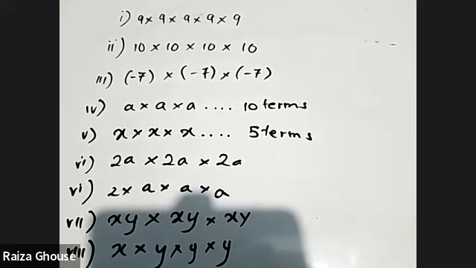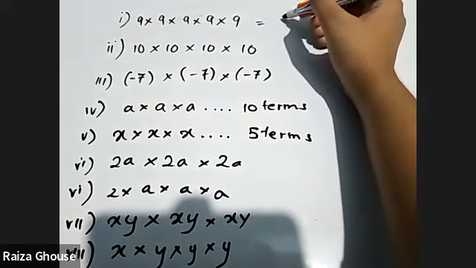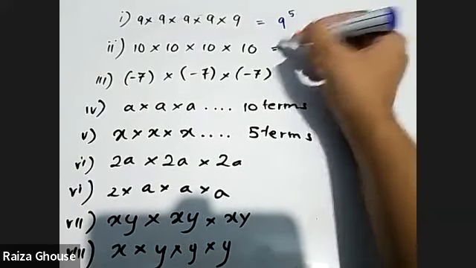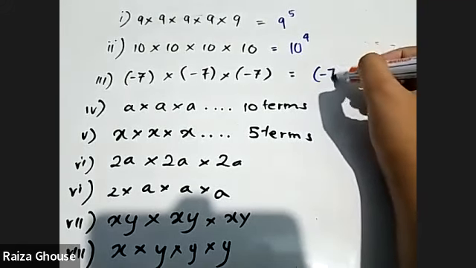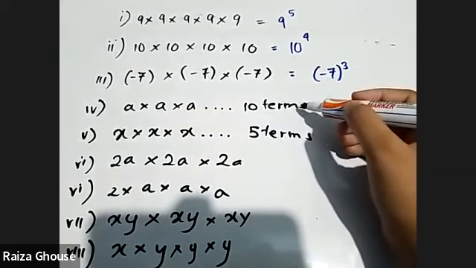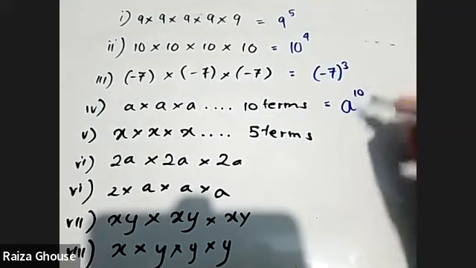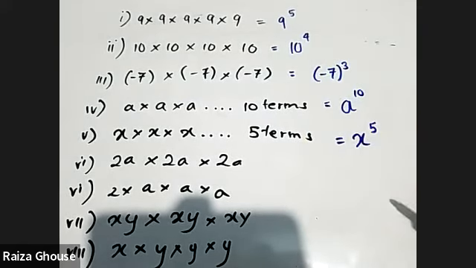Okay, have you finished? Shall we go to the discussion? Here, what is the answer? 9 to the power 5. 10 to the power 4. This one, minus 7 to the power 3. Here, 10 terms are there, a to the power 10. X, there are 5 terms, x to the power 5.